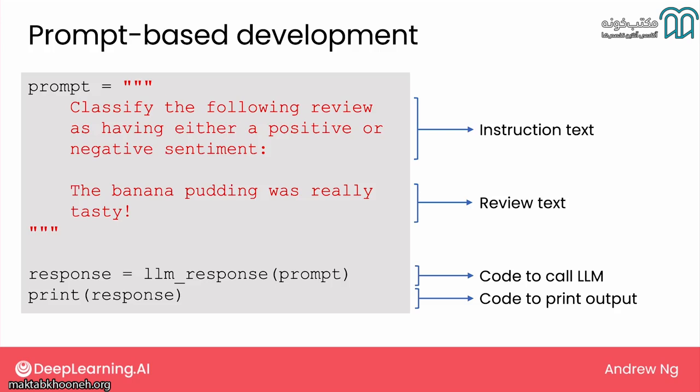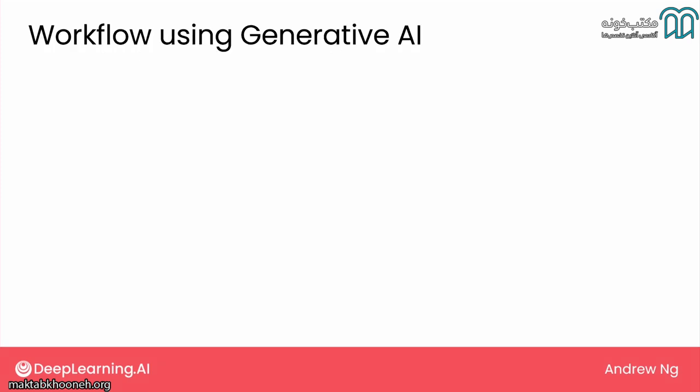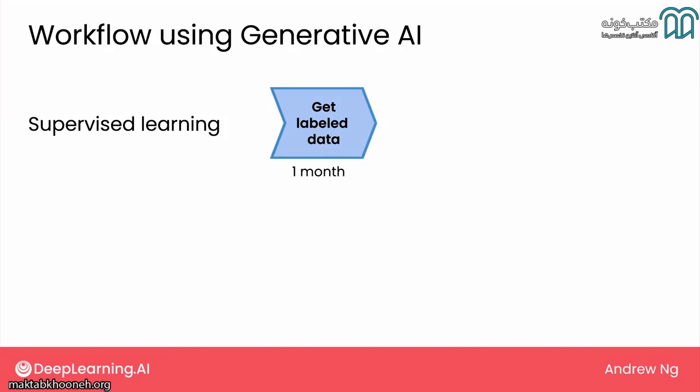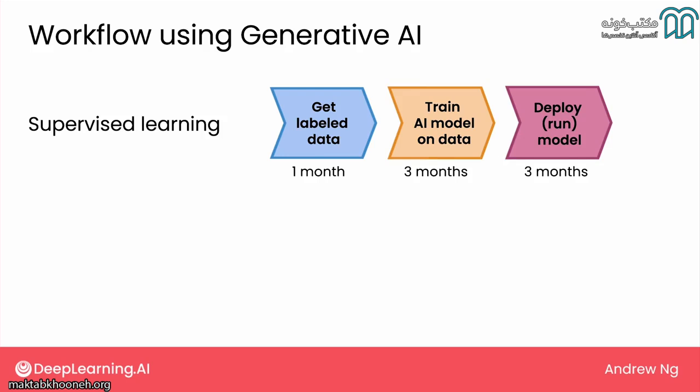In fact, in the next video, I'll share with you an optional exercise where you can try out this code yourself. Whereas with the traditional approach to building a sentiment classifier using supervised learning, the timeline for the project might have been a month to get, say, 1,000 labeled examples with 1,000 reviews and the positive and negative labels. After collecting the data, it might have taken a team, say, 3 months to train the AI model on data, and then another 3 months to deploy it and make sure it's running well and it's rugged and robust.